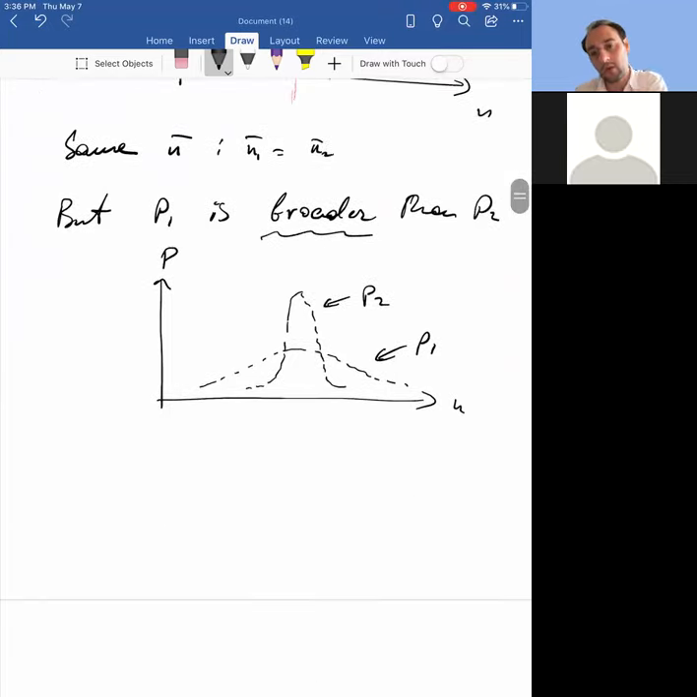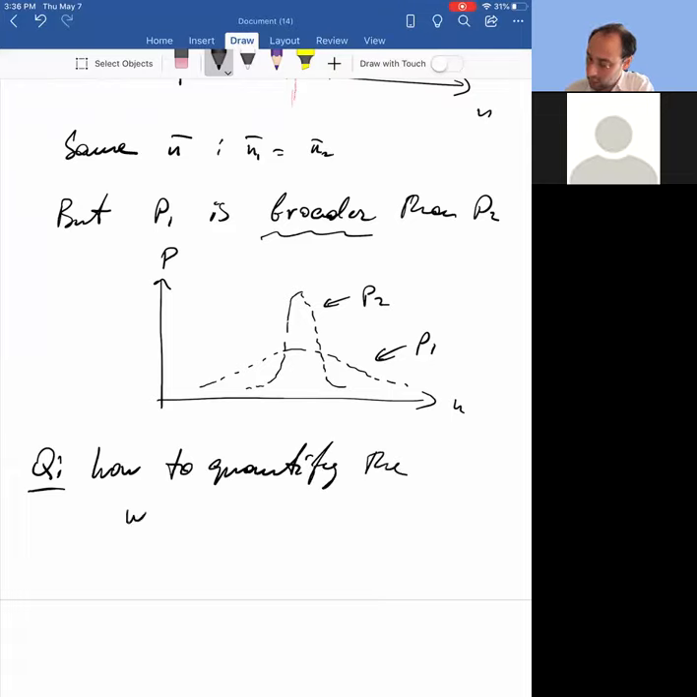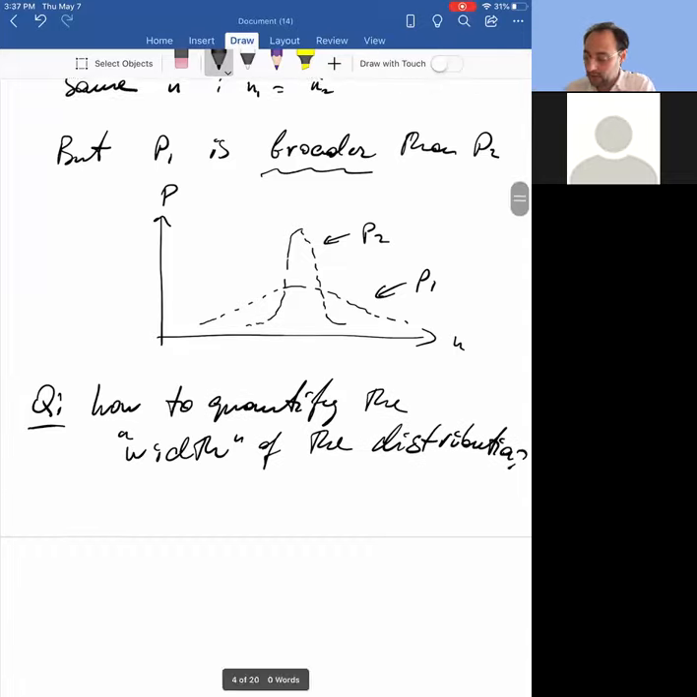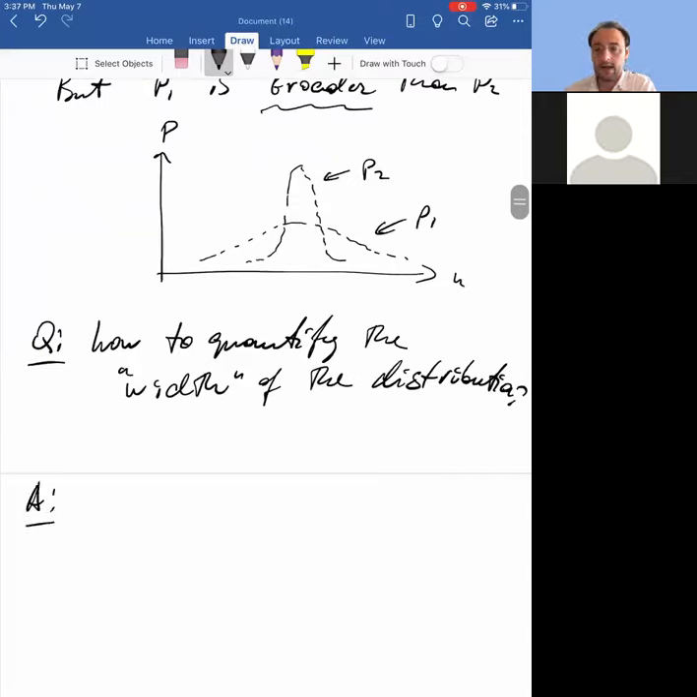And the question is, how do you quantify the broadness, the breadth, the width of the distribution? The center of mass of the distribution is the mean value. How to quantify the width of the distribution? Okay. And the answer is, it's called the standard deviation.